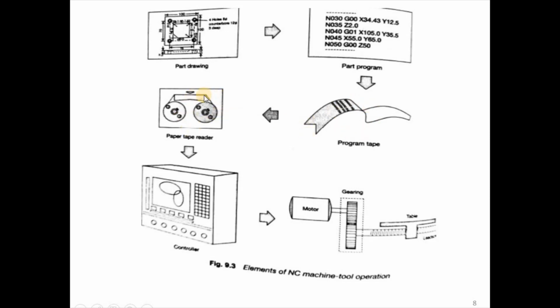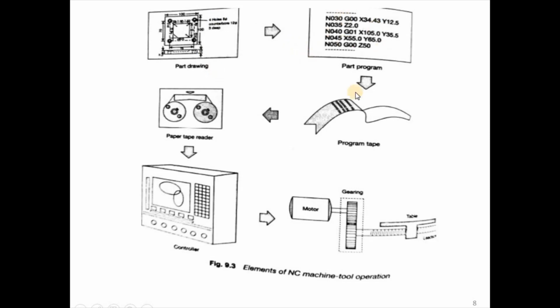This is a paper tape reader, and from that this is actually our control machine. From that CNC or VMC, whatever that numerical control machine is, we are giving signals directly to our machine. So this is the machine. This is the basic figure related to the elements of NC machine tool operation, how that NC machine operation is carried out. You can just see this is our part drawing.